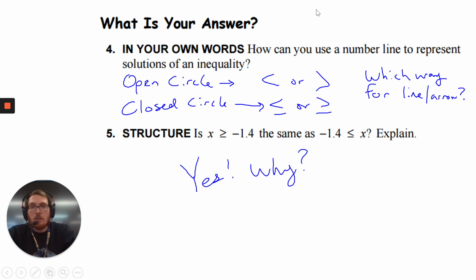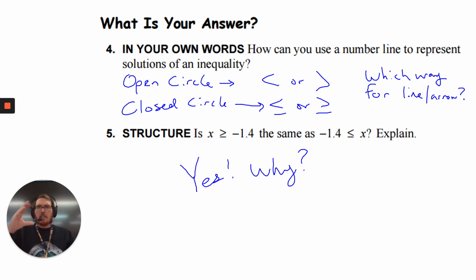Another key piece to inequalities is we like to have the variable on the left side. So notice this is x greater than or equal to negative 1.4, which would mean anything higher than negative 1.4 would work. This says negative 1.4 less than or equal to x, but that's really the same thing. If you flip this around, the whole thing's on a swivel. So that less than sign would actually become a greater than sign when you swivel it around.